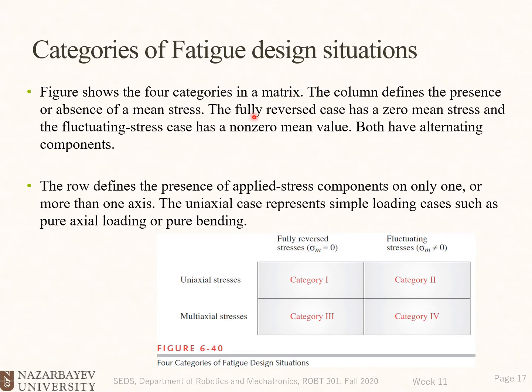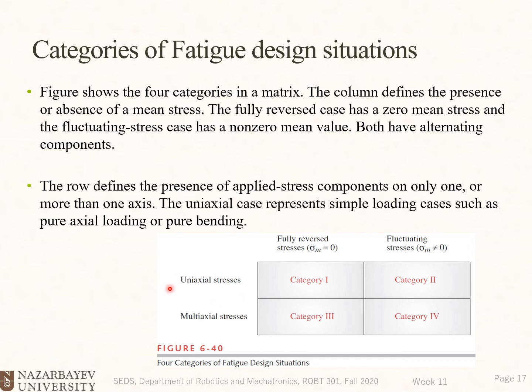The fully reversed case has a zero mean stress, and the fluctuating stress case has a non-zero mean value. Both have alternating components. The rho defines the presence of applied stress components on only one or more than one axis. So if this is uniaxial or multiaxial, the uniaxial case represents a simple loading case, such as pure axial loading or pure bending.